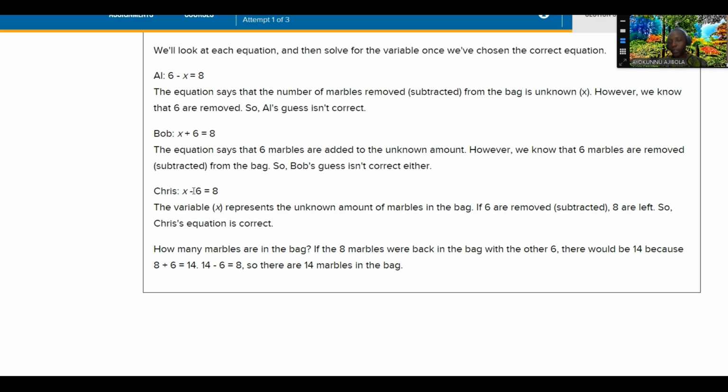Okay, the last one said 6 was removed from an unknown amount to have this. So definitely this should be correct, and we can say minus 6 goes out to become plus. So 8 plus 6 is 14. Then initially there must be 14 marbles in the bag. Okay?